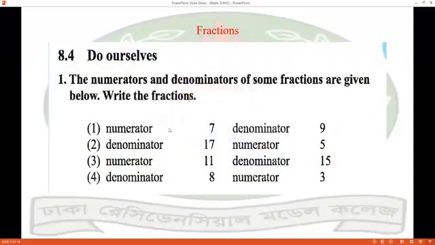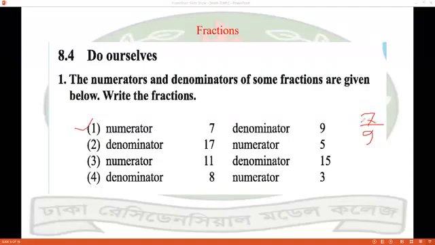Do it ourselves. You have to write a fraction where the numerator and denominator are given. This is simple and easy. In number 1, you see numerator 7 and denominator 9. The denominator is situated in the lower part of the fraction line and the upper part is the numerator. So the denominator will be 9 and the numerator will be 7.